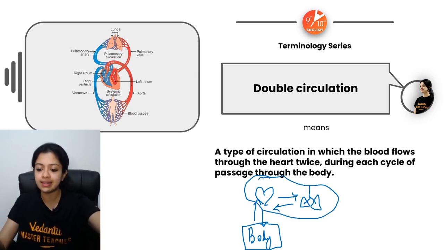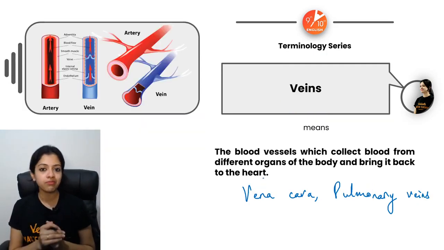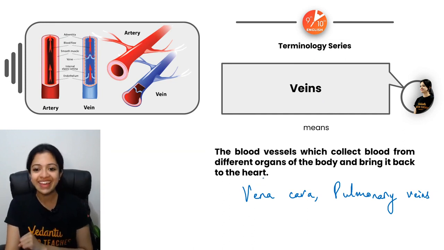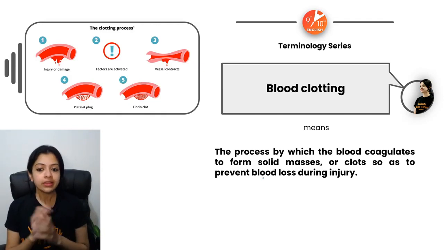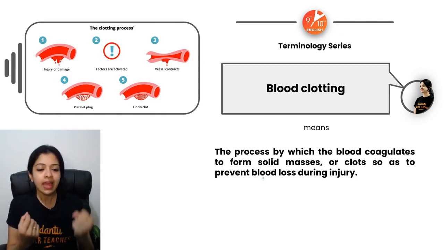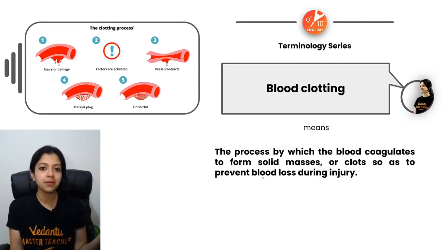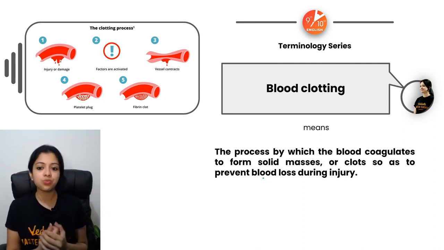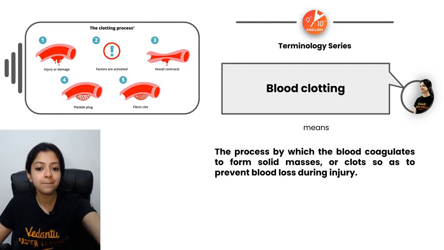So between the heart and lungs, the pathway can be a little different. The pulmonary artery and pulmonary vein carry deoxygenated and oxygenated blood respectively. Okay, now next one, what exactly is blood clotting? The process by which the blood coagulates. Now when you have a wound or a cut in your skin, what happens? Within some time, the blood starts becoming solid. It forms a clot. This is what we call blood clotting, which is facilitated by what?